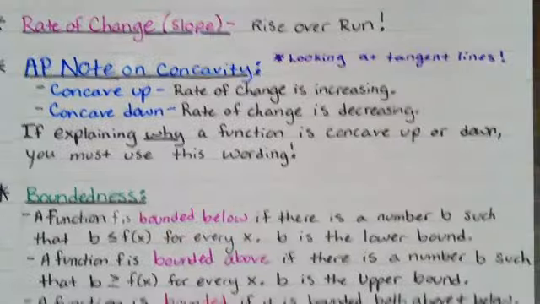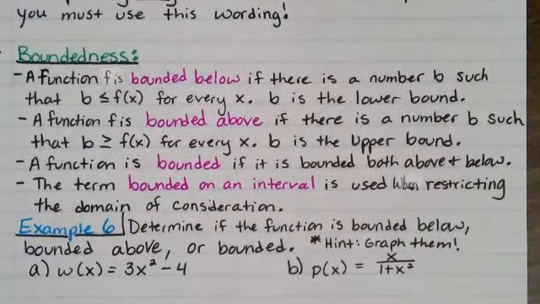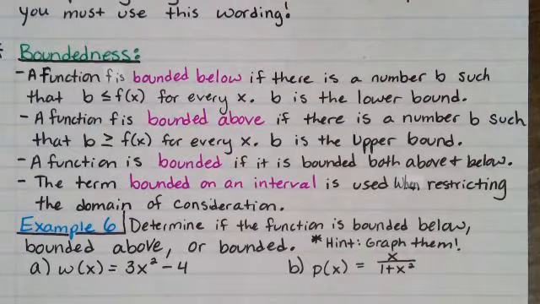Okay, next thing we're going to talk about, boundedness. A function can be bounded below or bounded above, depending on the scenario. So bounded below, if there's a number b such that b is less than or equal to f of x for every x. A function can be bounded above if there's a b greater than or equal to f of x for every single x.